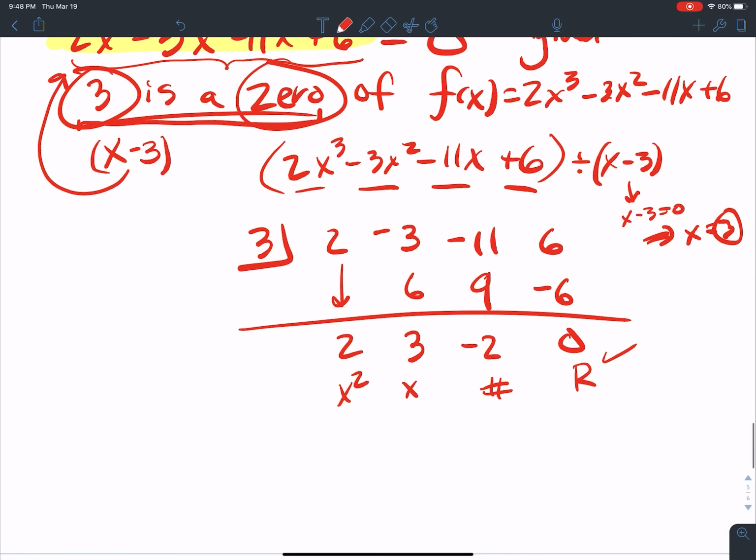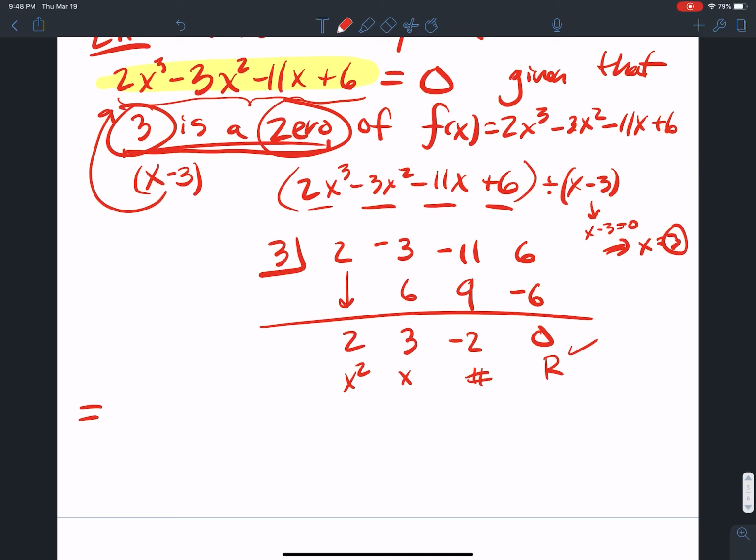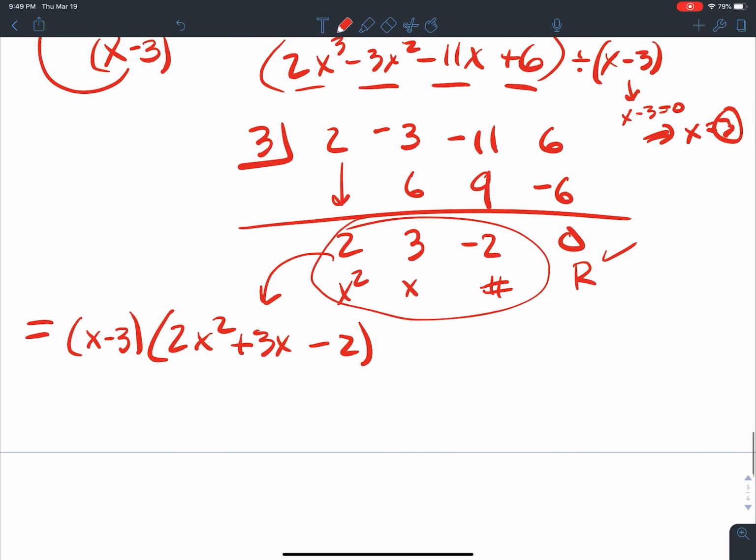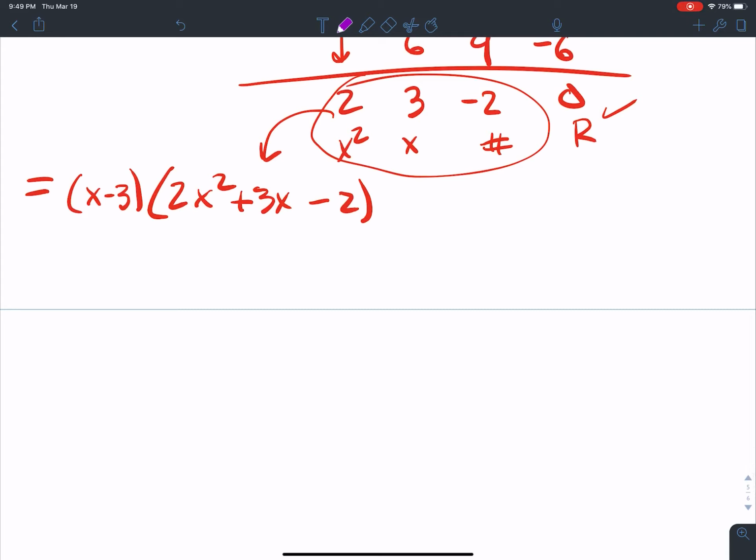So what is this telling me? This tells me that my factoring becomes x minus 3 times 2x squared plus 3x minus 2. Where'd that come from? Right there. Okay. So what am I going to do now? Well, I have a trinomial. I should be thinking t-chart. Okay, I think it's possible. So if I'm thinking t-chart, I'm thinking AC method.